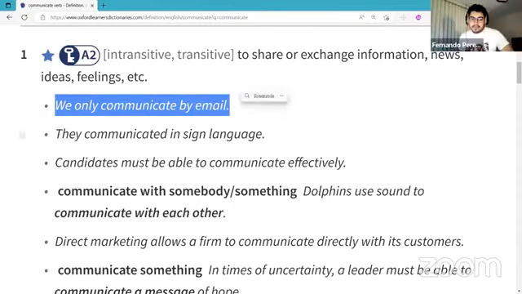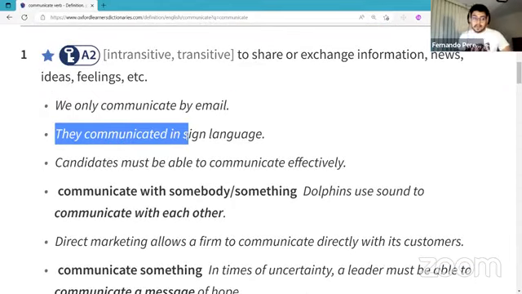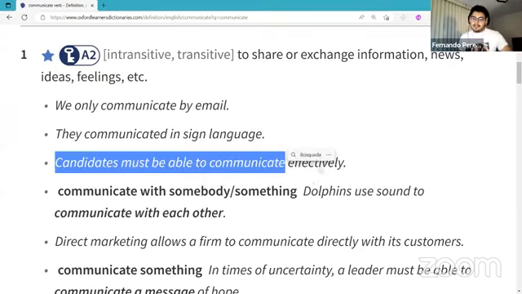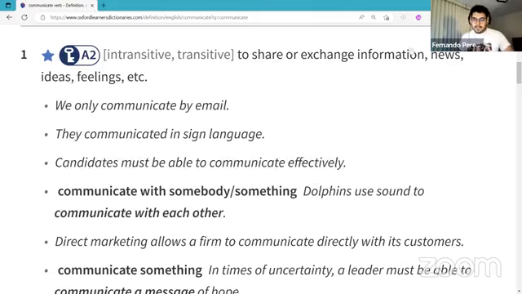We only communicate by email. They communicated in sign language. Candidates must be able to communicate effectively. You get the point.